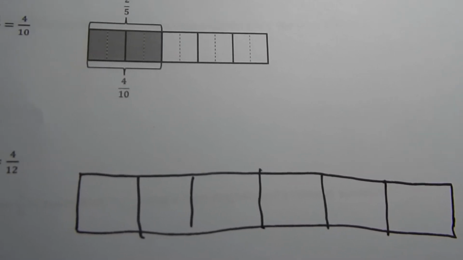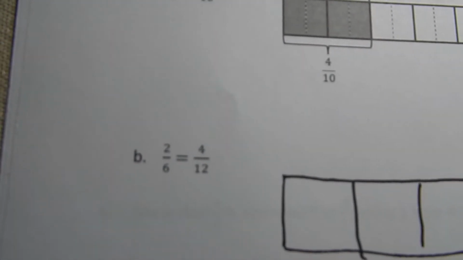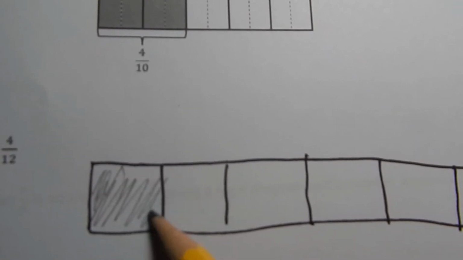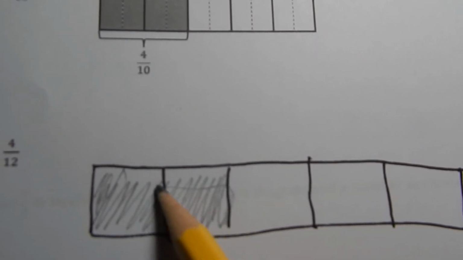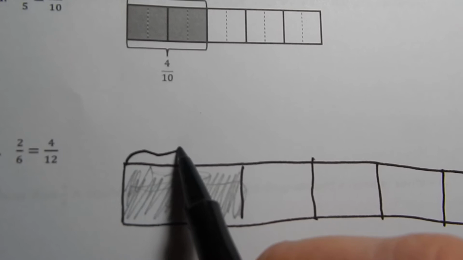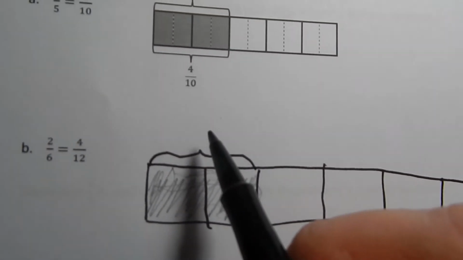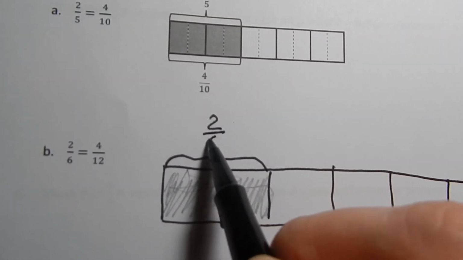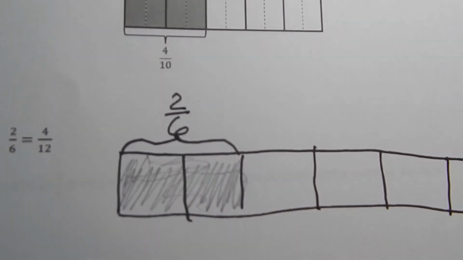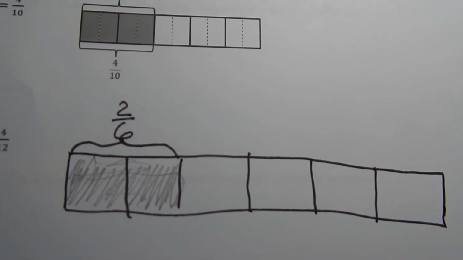And now I know that it's telling me that I need to have 2/6. So I'm going to shade in 2 of those. So I'm going to go ahead and shade in the first 2. Okay. And then I'm going to bracket that off to show the value of this, to give scale to the person looking at this. So I know that this is 2/6. I have 2 pieces, and the entire thing is cut up into 6 equal pieces.